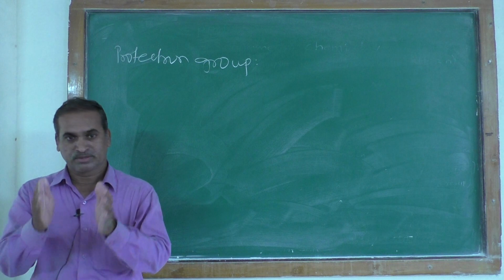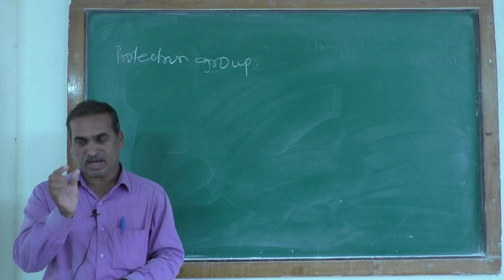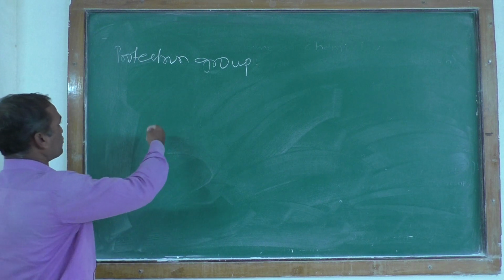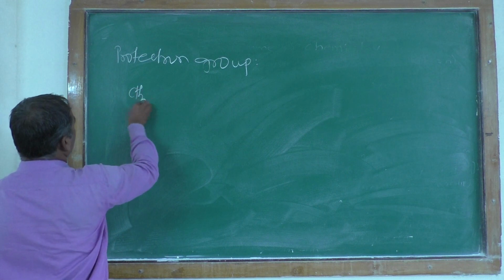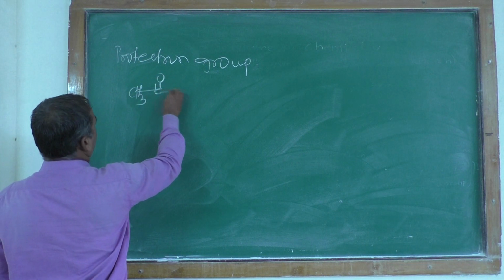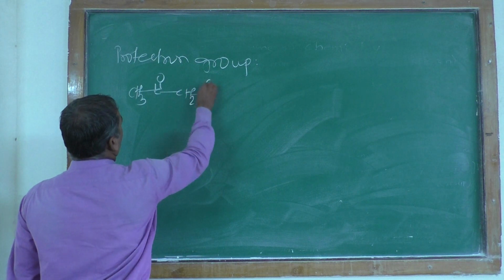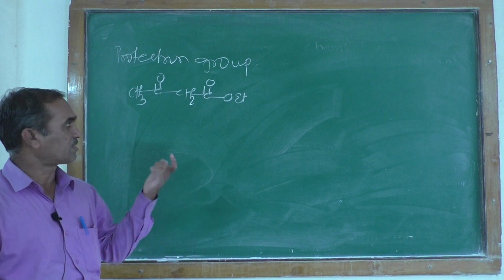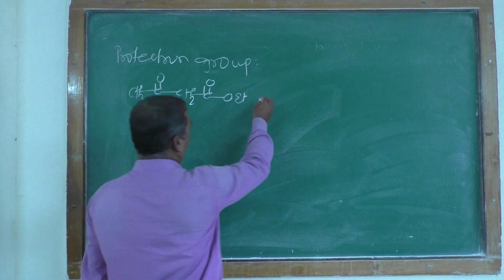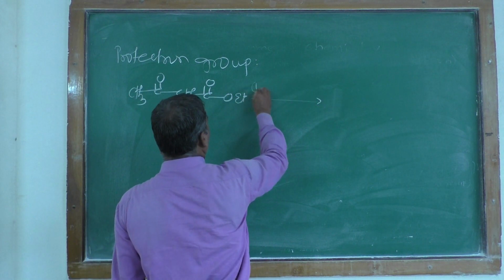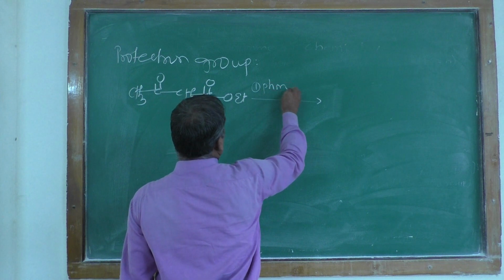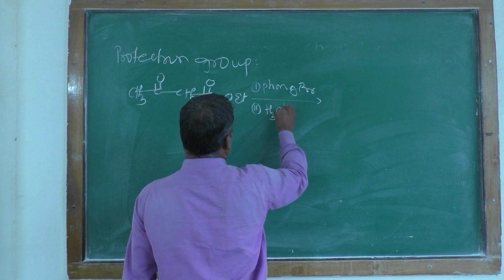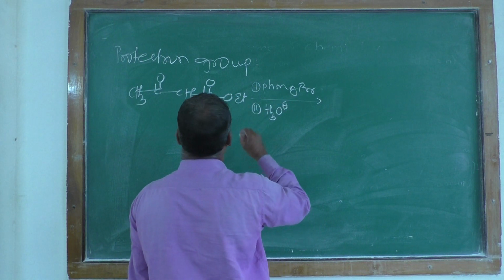And after applying the protecting group at a reaction condition, let us see one example here. For example, suppose we have this compound CH3, C double bond O, then CH2, C double bond O, then OEt, where Et stands for the ethyl group, CH2CH3. When this compound is treated with, suppose first PhMgBr, second H3O plus hydrolysis, what do you get?